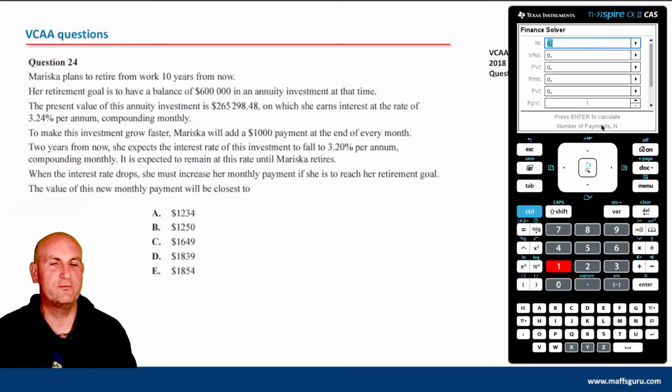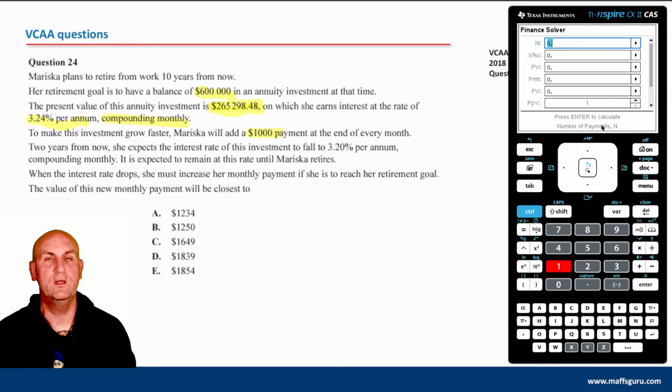Right, Mariska plans to retire from work 10 years from now. Her retirement goal is to have a balance of 600,000 in an annuity investment at that time. So this 600,000 is obviously my final value. The present value of this annuity investment is, oh, hold on a moment. So we seem to have a present value, which earns an interest rate of 3.24% per annum compounding monthly. To make this investment grow faster, Mariska will add $1,000 at the end of every month.